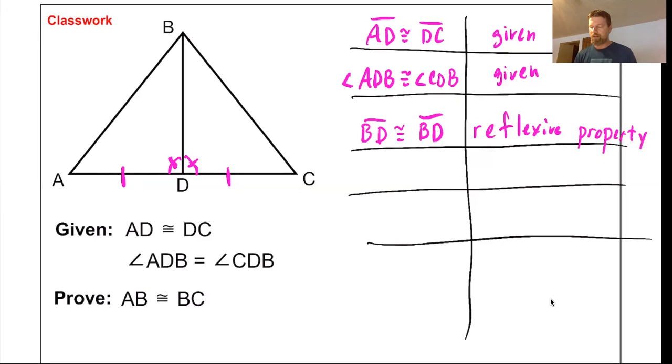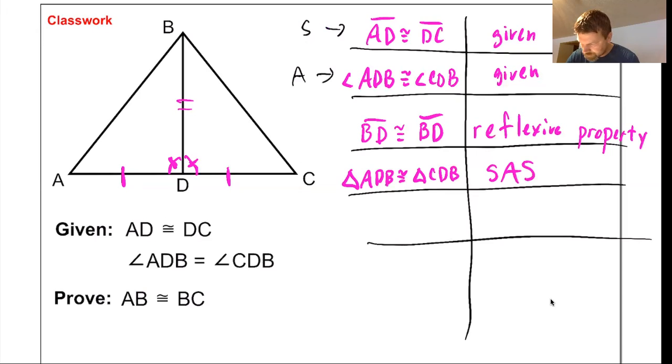All right, now I've got these two triangles are congruent by side, angle, side, so I better write that. Triangle ADB is congruent to triangle CDB by side, angle, side, right? I listed up here a pair of sides, then a pair of angles, then a pair of sides. That's side, angle, side.